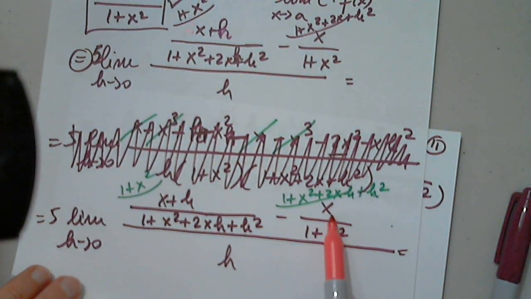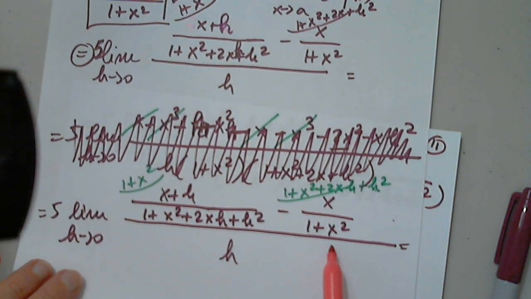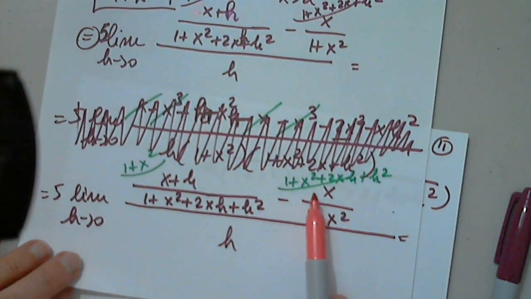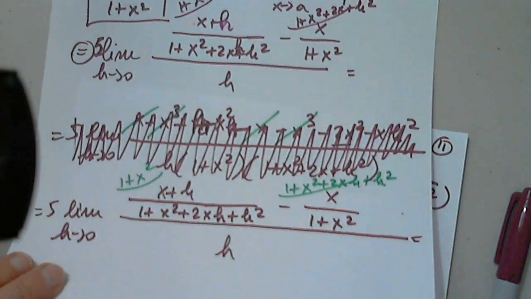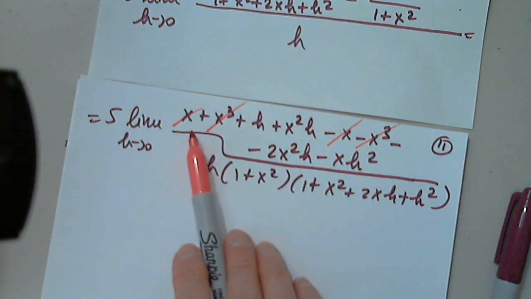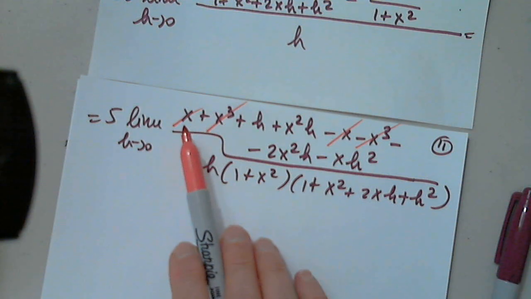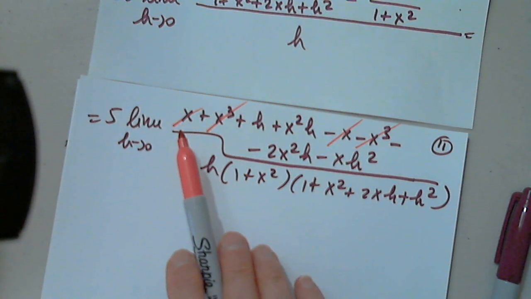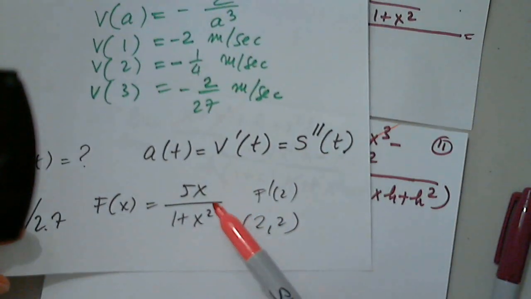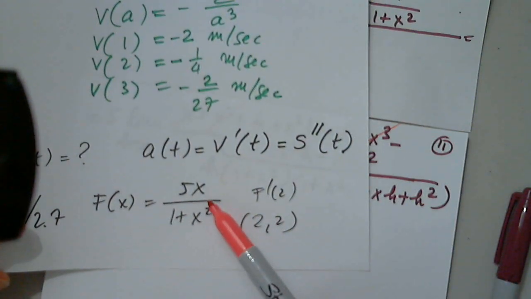That's correct. And then x over 1 plus x squared. This is 1 plus x squared. 1 plus x squared plus 2xh plus h squared. So we have, there is no, everything is correct. But you know it's not correct as long as we don't get what we are looking for.